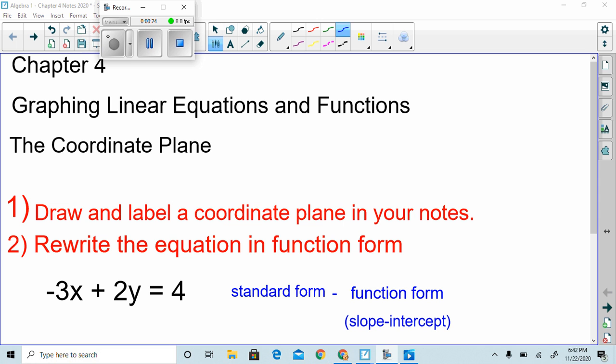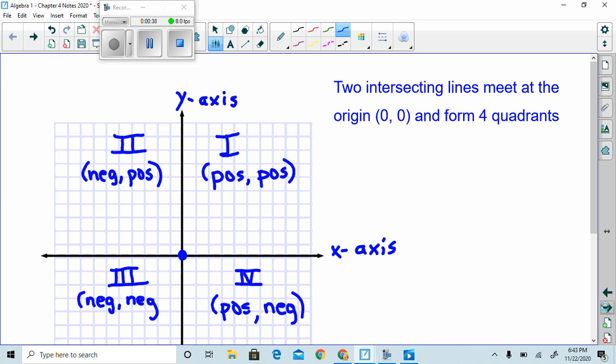And then I asked you to rewrite an equation in function form, something that we've done before. And I'd like to take a look at some of that now. We said that in a coordinate plane, we start off with a number line, and that first number line is my x-axis, and the vertical number line is my y-axis.